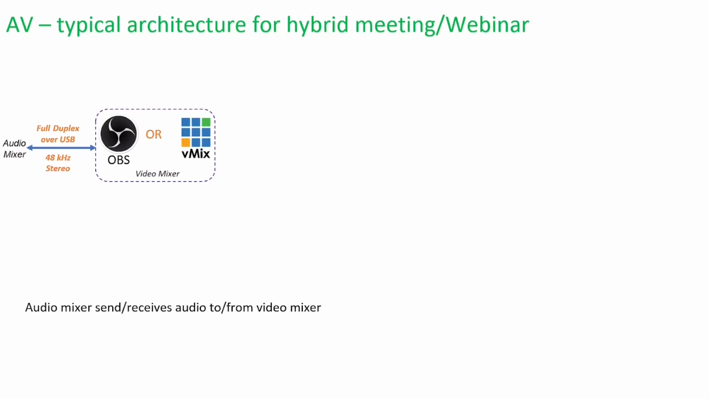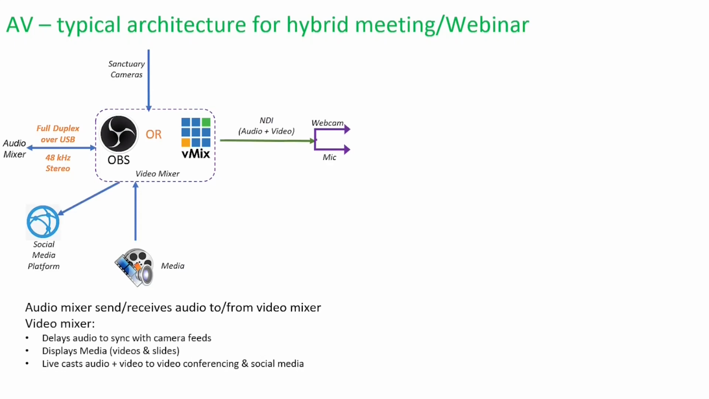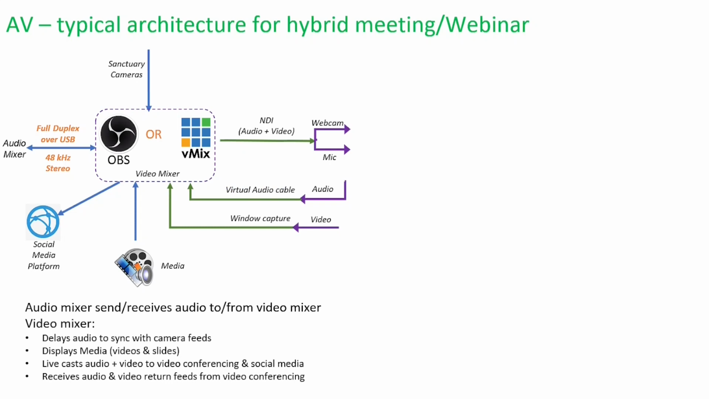An audio mixer sends and receives the audio to and from the video mixer. The video mixer delays the audio to sync with the camera feeds, displays media, which include videos, pictures, or slides, sends a synced audio and video feed to a video conferencing product, and the feed may be live cast to a social media platform. It receives return audio and video feeds from the video conferencing product.